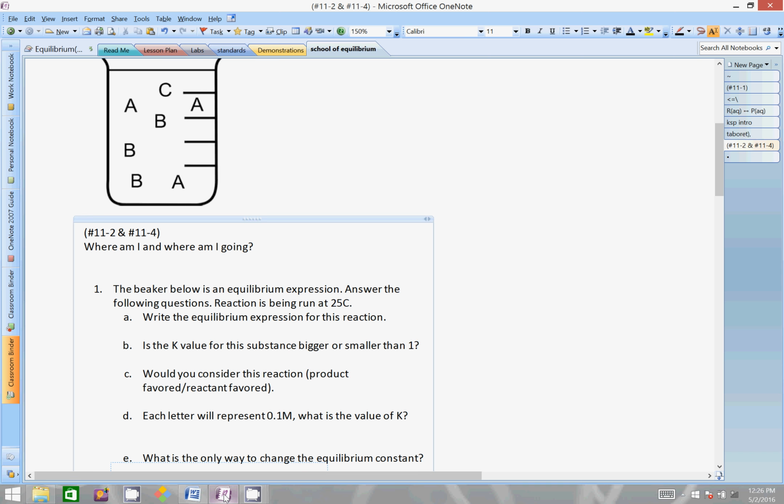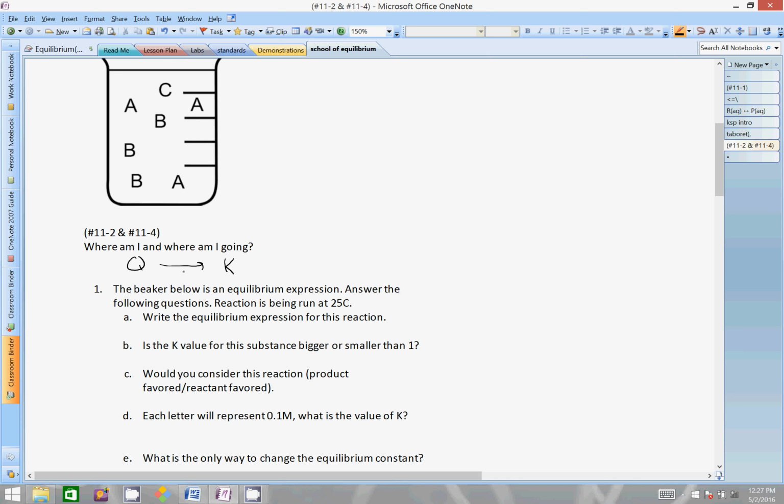Good afternoon, this is Schweitzer, and we're going to run through some practice examples of equilibrium involving the reaction quotient, Q, which is often referred to as where I am. Where I'm going is the K value, and Q will eventually become K. The question is how long. It could be a long time, or it could be milliseconds, but at some point the ratio of products to reactants will eventually reach that of K.